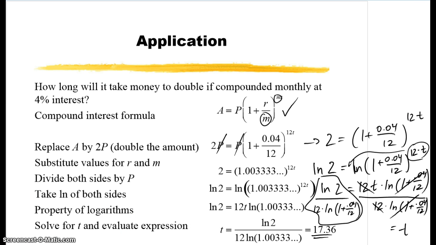Which is exactly what we have on our slide here, 17.36. So it would take 17.36 years, right? That's the unit, for your amount of money to double under these circumstances. So that's exactly what we found here.